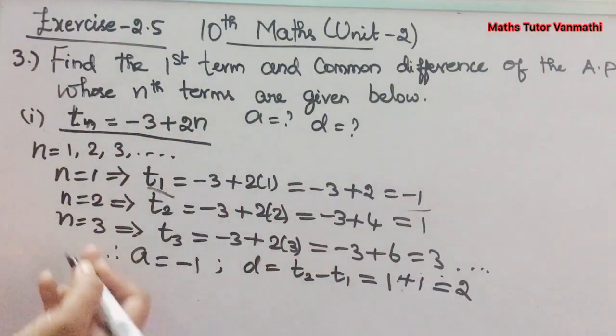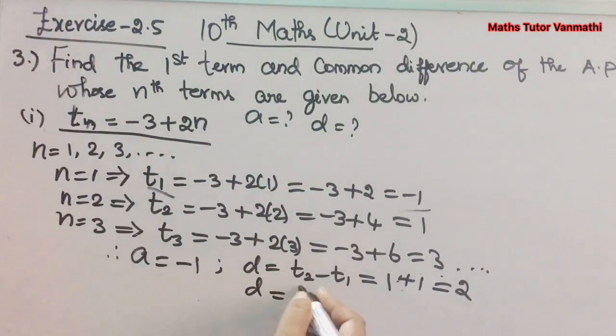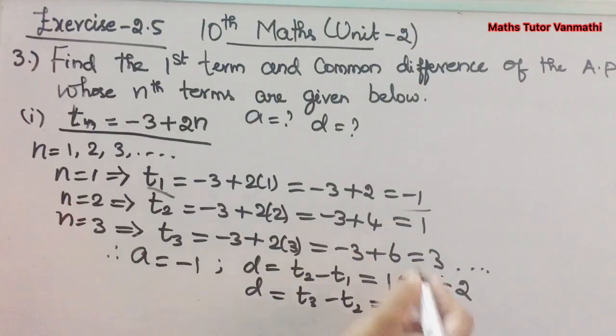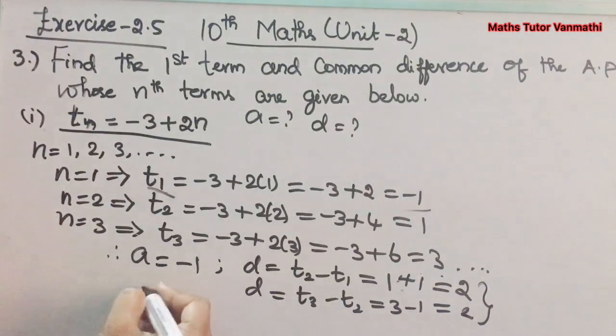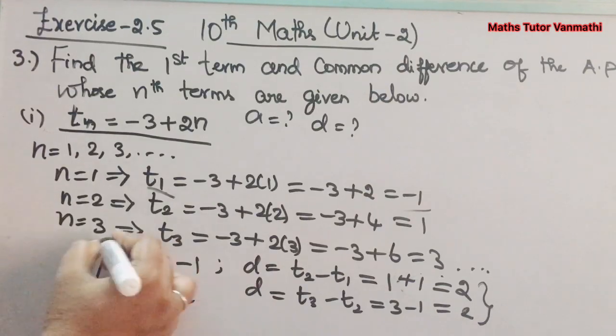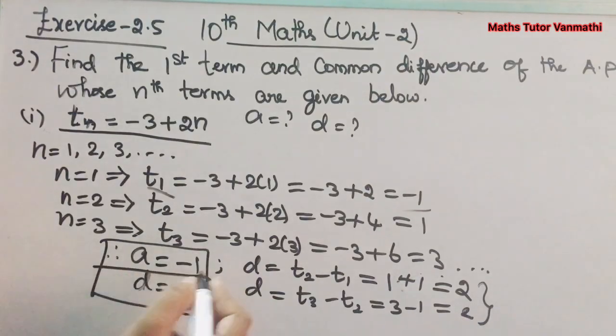You can check this also. T3 minus T2. What is your T3? 3 minus 1, 2. So the same common difference you are getting. So A is equal to minus 1, common difference D is equal to 2. These two are the solutions for the first subdivision.